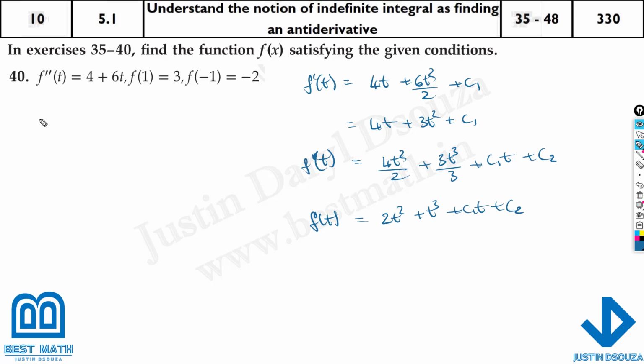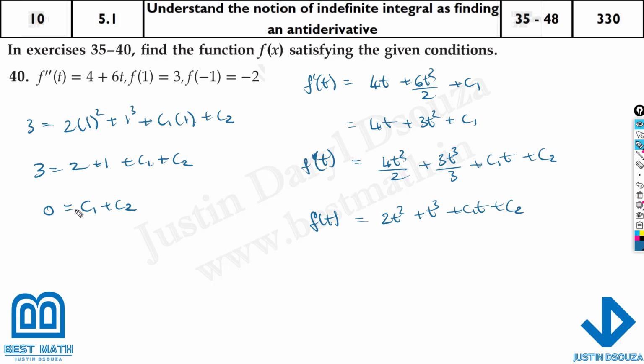So let's substitute. 3 will be equal to whatever this f of t is. What is the t value? It'll be 1 now. It'll be 2 times 1 power 2 plus 1 power 3 plus c1 times 1 plus c2. Here it is 3 equals 2 plus 1 plus c1 plus c2. Now 2 plus 1 is 3. When it goes to the other side, it's going to be 0, that is equal to c1 plus c2. Okay, C1 and C2, when we add up, it's 0.